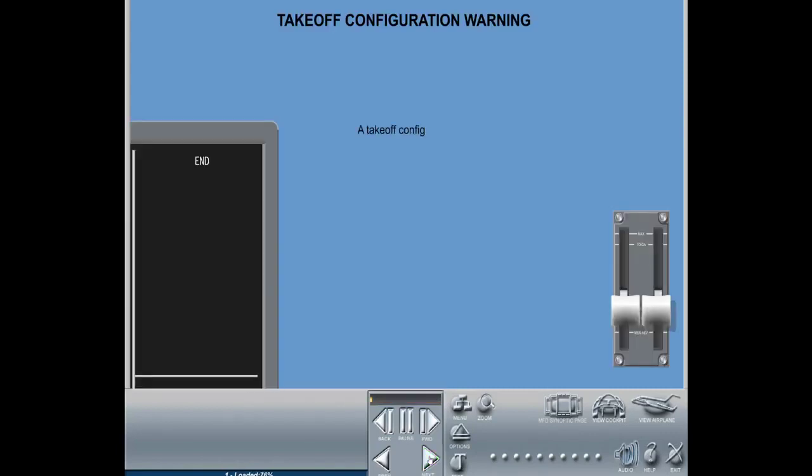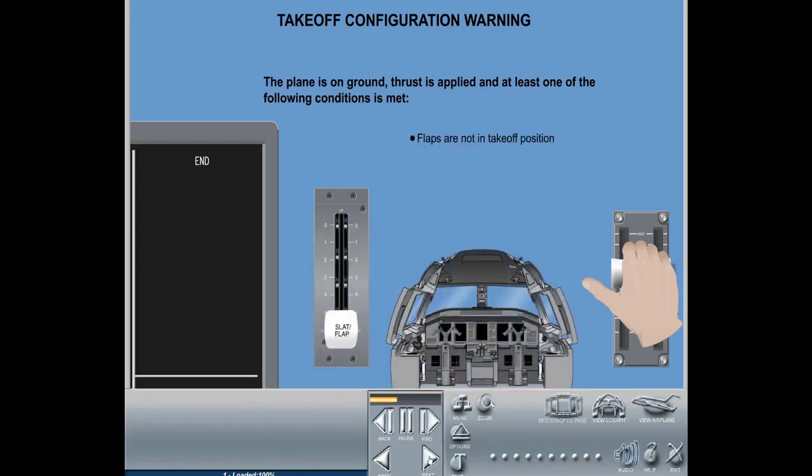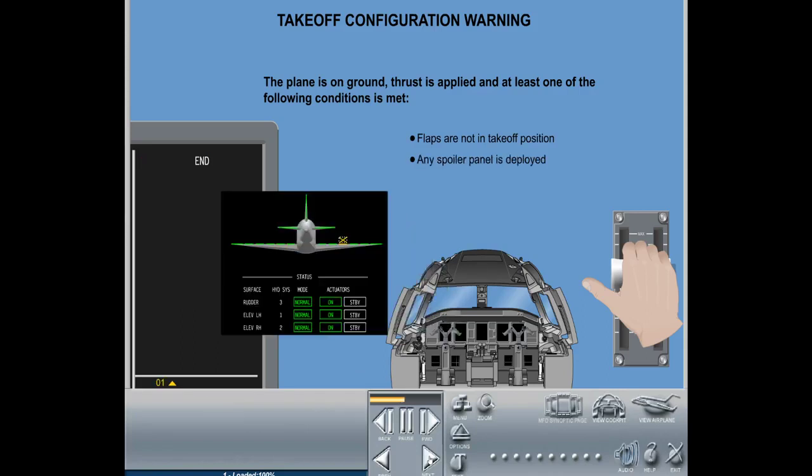A takeoff configuration warning indicates that the airplane configuration is not in a suitable takeoff condition. It is provided through the Aural warning system. Such warning is activated whenever the airplane is on the ground, thrust is applied, and at least one of the following conditions is met. Flaps are not in takeoff position: "No takeoff. Flap." Any spoiler panel is deployed: "No takeoff. Spoiler."